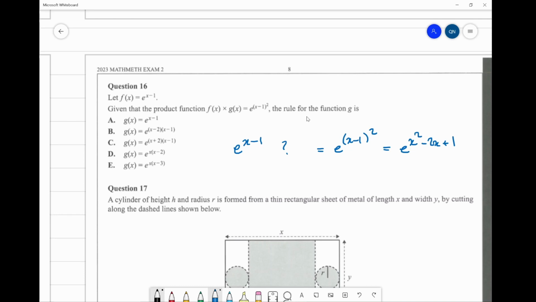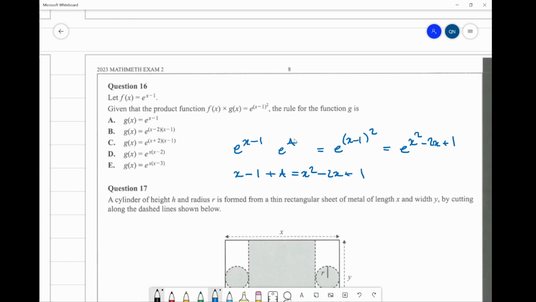Okay, so what do we need? Because we're multiplying, we're probably going to multiply by e to the something, right? Because all these are e to the something. That something is called the exponent, e to the a. So essentially we will have x minus 1 plus a equal to x squared minus 2x plus 1.